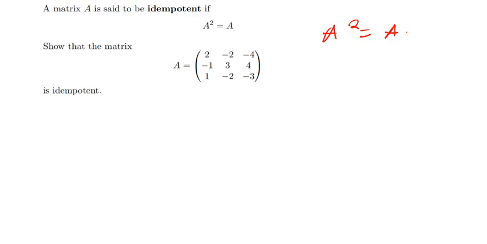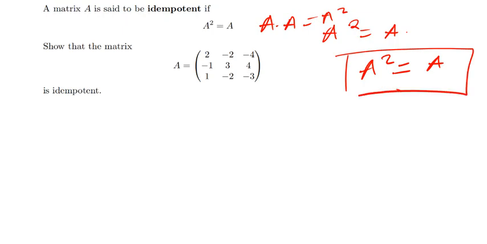So what do we mean? The question is: a matrix A is said to be idempotent if A squared is equal to A. Show that matrix A is idempotent. We need to multiply A times A, because A times A is A squared. If the answer we get for A squared is exactly A, then we have shown that this matrix is idempotent. If the square matrix remains unchanged, that matrix is said to be an idempotent matrix. So let's go ahead and do that.